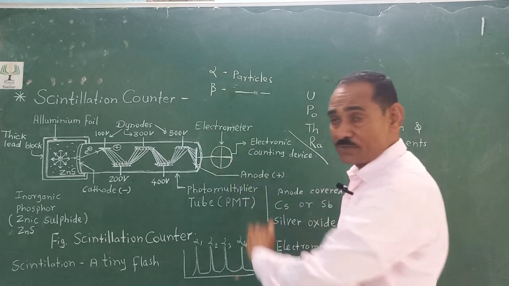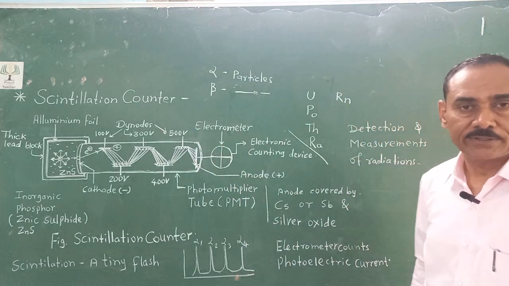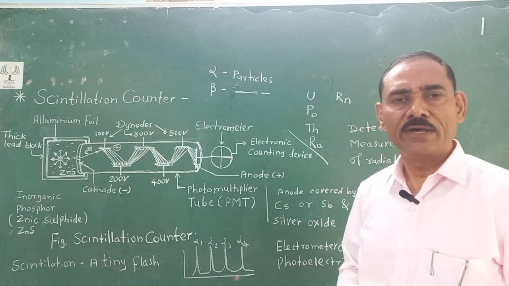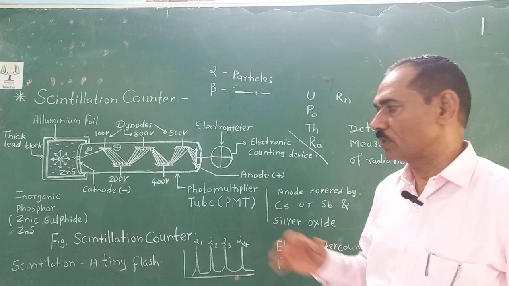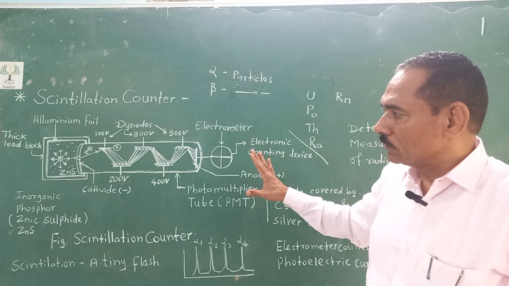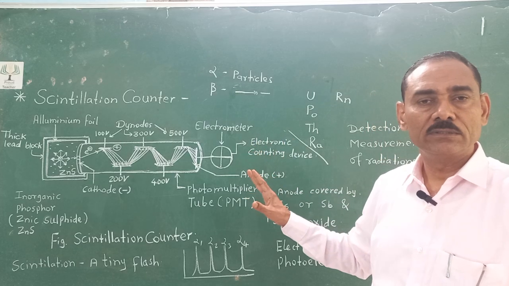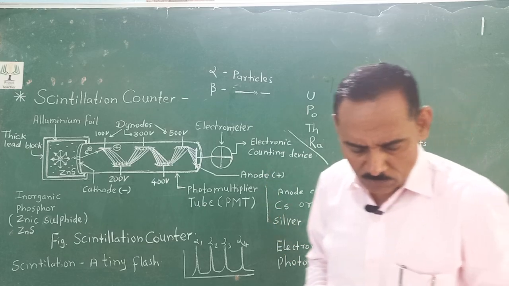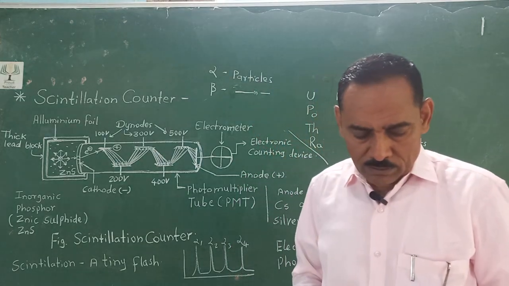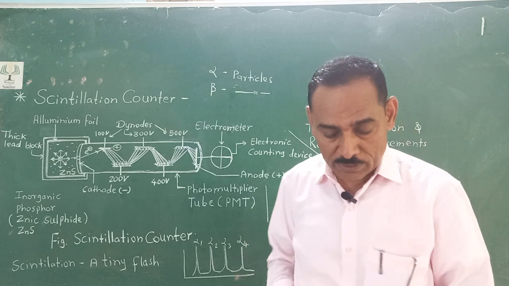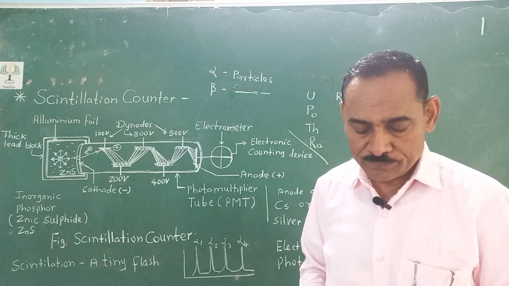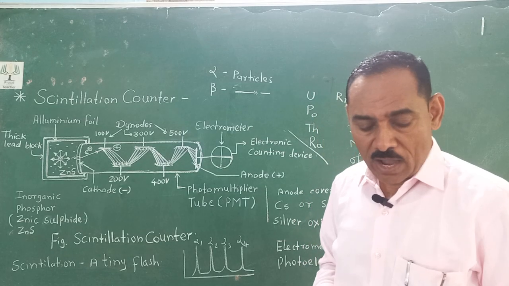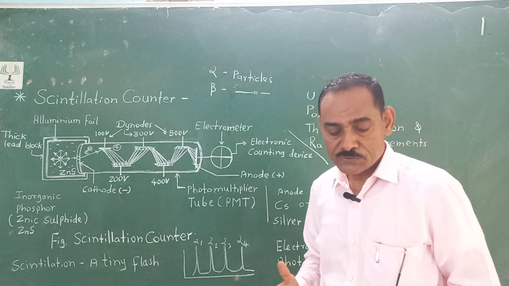This device detects and measures. Such a thing is not there in the GM counter, and that's why the scintillation counter is suitable for counting radiations. Now this scintillation counter differentiates the protons and hence is used in the gamma ray spectrometer.